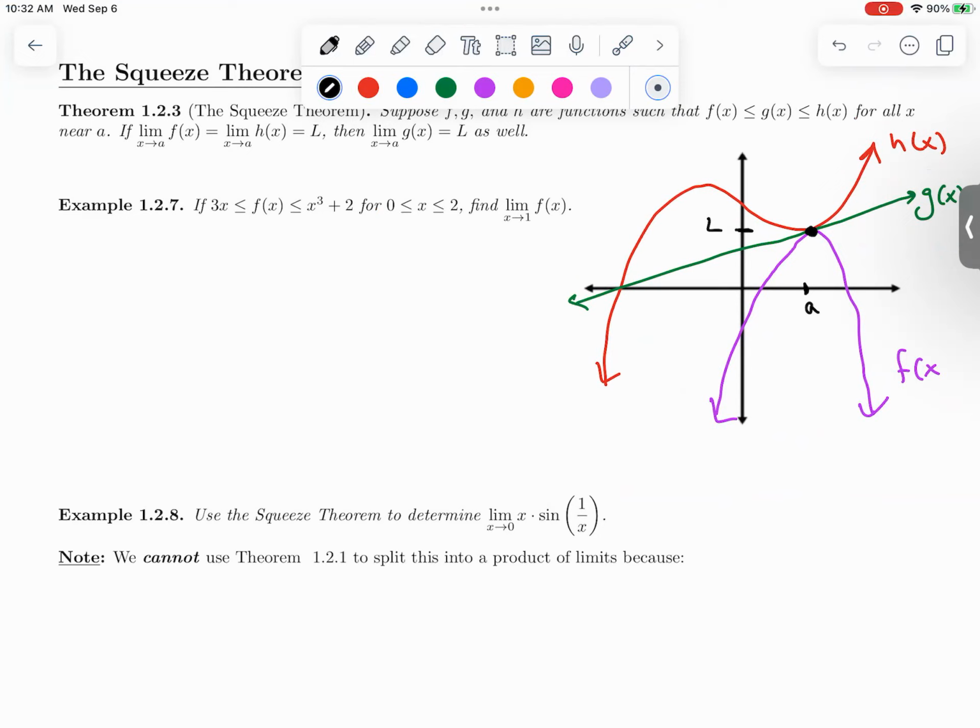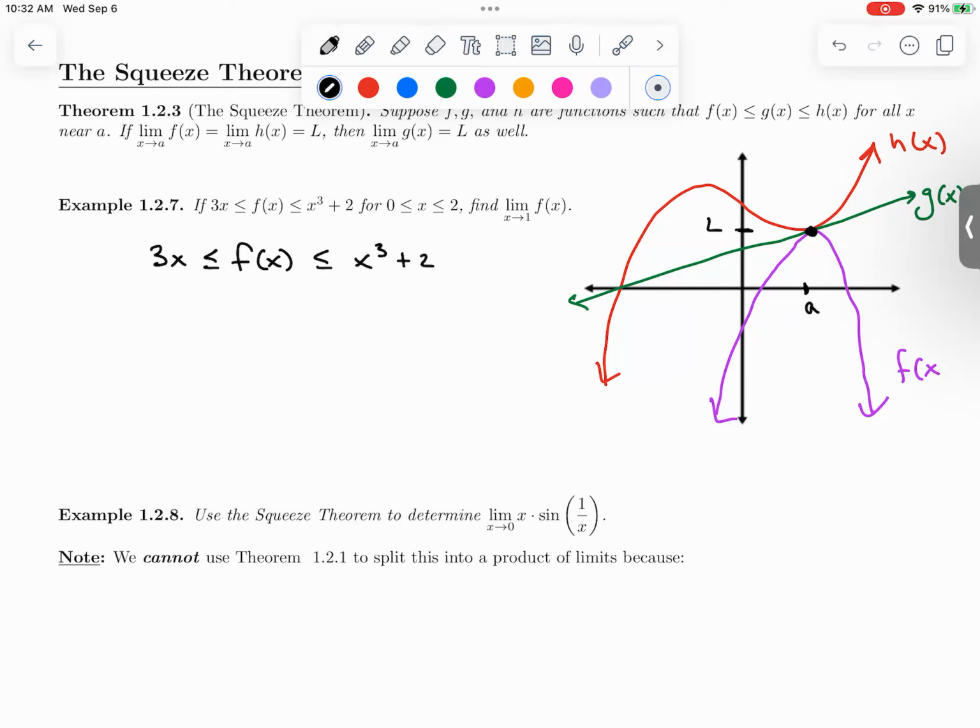So we'll do this example. If 3x is less than or equal to f of x is less than or equal to x cubed plus 2 for all values between 0 and 2, find the limit as x approaches 1 of f of x. So we write 3x is less than or equal to f of x. It's less than or equal to x cubed plus 2.